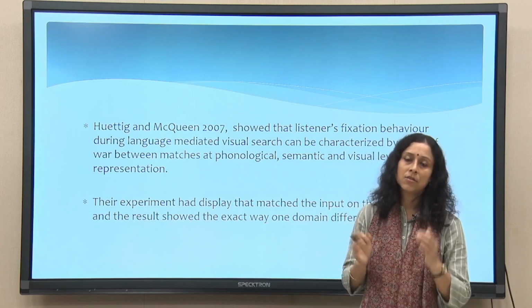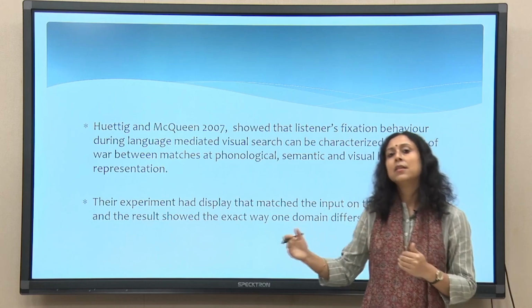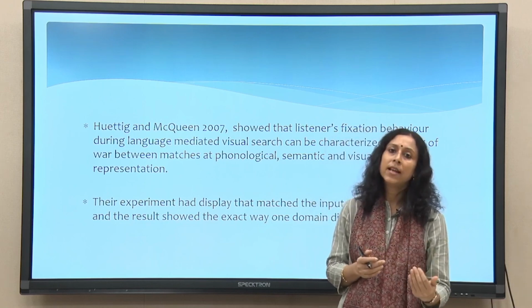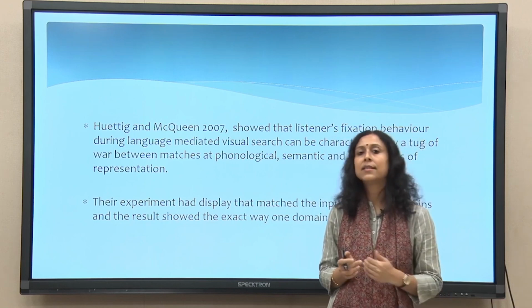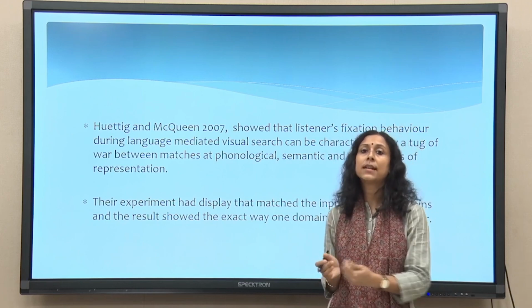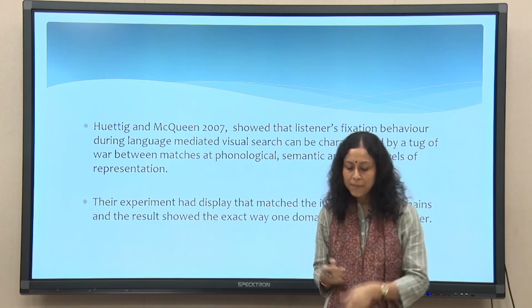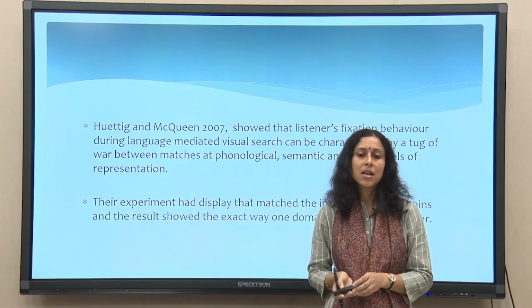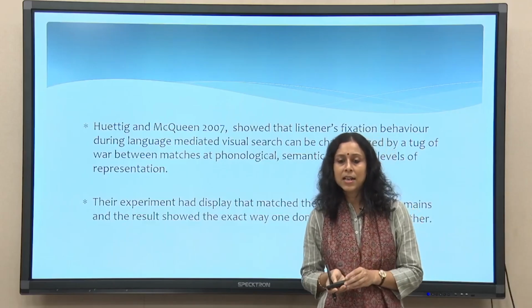Temporally speaking, as the word unfolds auditorily, where do you find the gaze duration higher? Is it the phonological cohort, the semantic cohort, or the perceptual cohort that gets higher attention? So, among them, what is the relationship? They find that it is not very clear cut. There is actually a tug of war between phonological, semantic and visual levels of representation. So, again, as I said, it is a dynamic relationship.